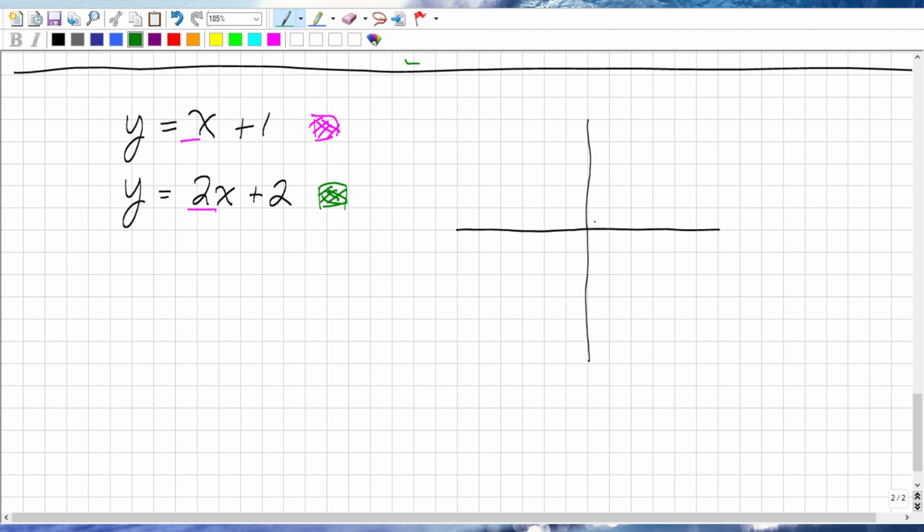Alright, so for 2x plus 2, I start off at 2 on the y-axis. My slope is 2, so I rise 2, run 1. I can also drop 2, retreat 1. That creates this beautiful line. Let's try it again.